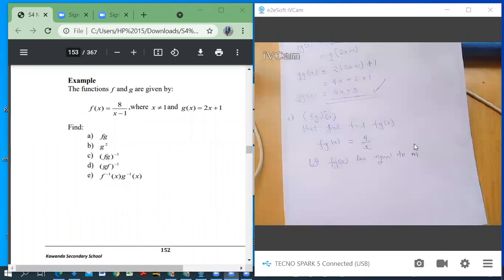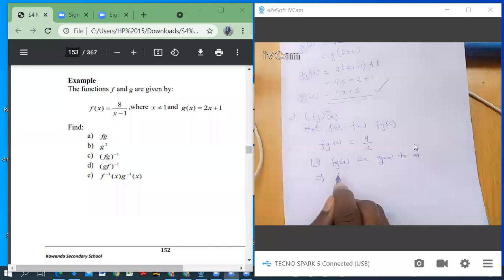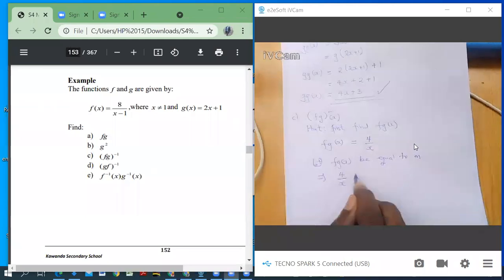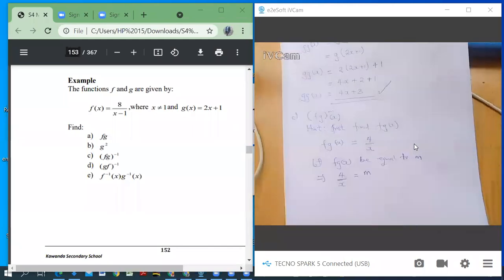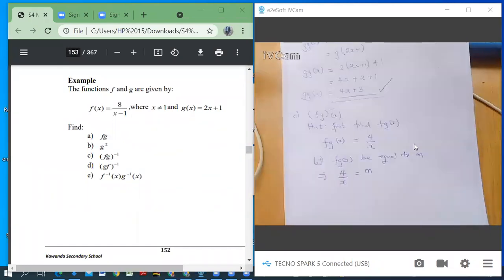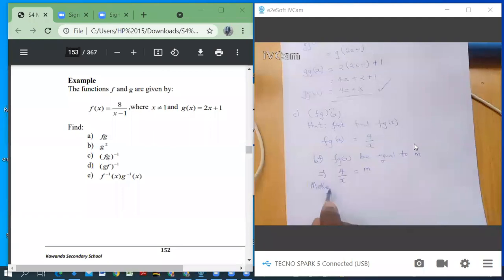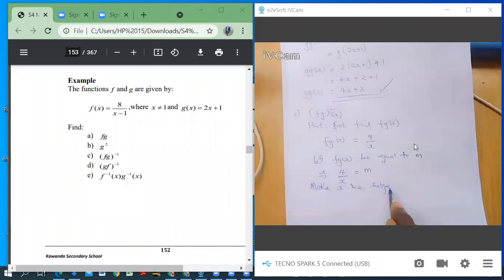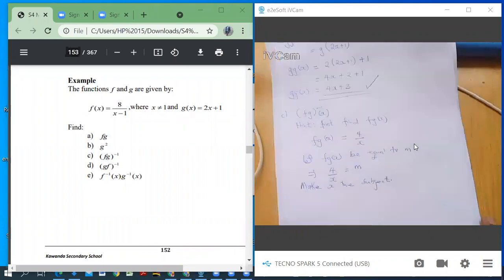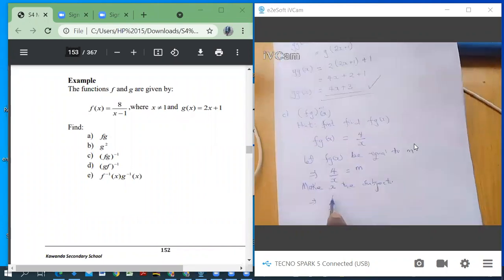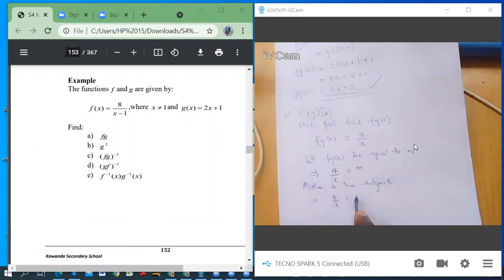So after letting, now we say it implies 4 over x will be equal to m. That's the first step. After that, what do we do? We make x the subject. The next step is make x the subject. So we have 4 over x equals m.